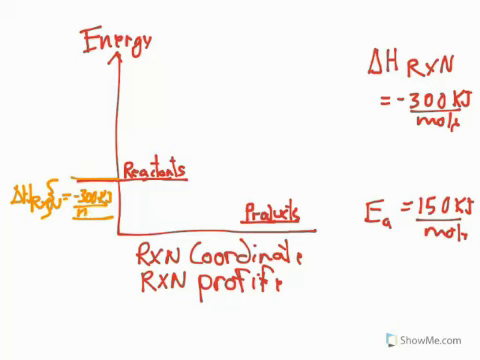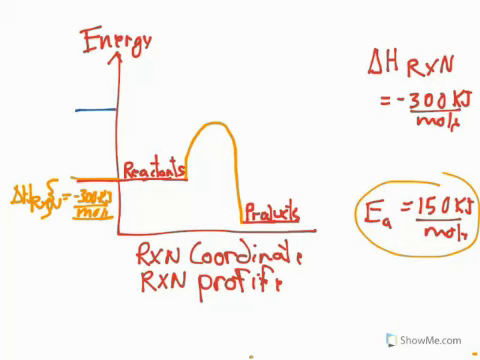And my activation energy is 150, so this change right here, let me put it in orange, is delta H of the reaction, and it's equal to negative 300 kilojoules per mole. You'll have to label everything. We have an activation energy here that's 150 kilojoules per mole, so this distance here will be labeled the activation energy, and it is 150 kilojoules per mole. Hence this distance here. Okay, and we'll label this.